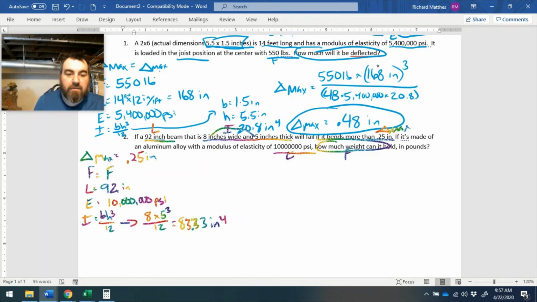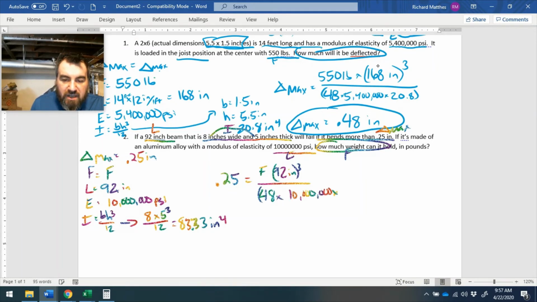Okay, now let's put all these numbers in. We get 0.25 equals F times L, which is 92 inches to the third, over 48 in parentheses times 10 million times 83.33. Okay. All right. Our variable is right here. Okay. We want this variable to be alone.